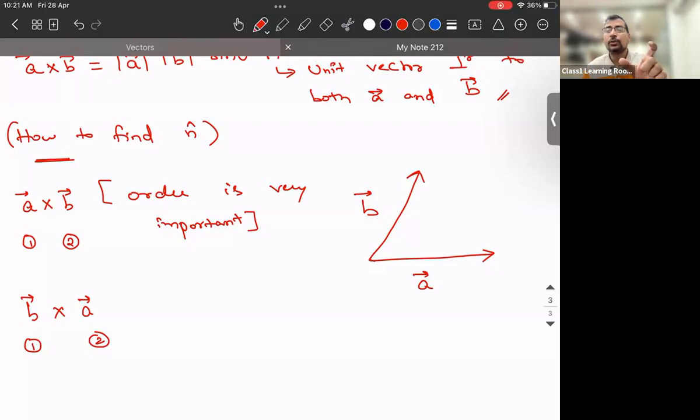So I told you in words, keep the position of the second vector fixed, rotate the first vector towards the second vector in the shortest direction. Make a note of all those points.